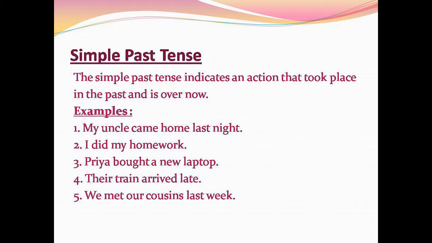To frame a sentence in simple past tense, we use the second form of the verb. I have taught you that there are 4 forms of the verb. The first form is the present form, also called the root form of the verb. So present, past, past participle and present participle. Here in simple past tense we use the second form of the verb, that's the past form. Here we have used verbs like came, did, bought, arrived and met.